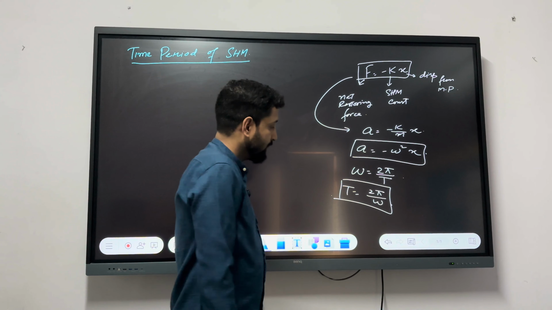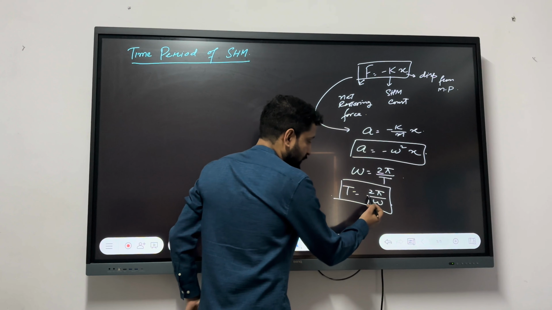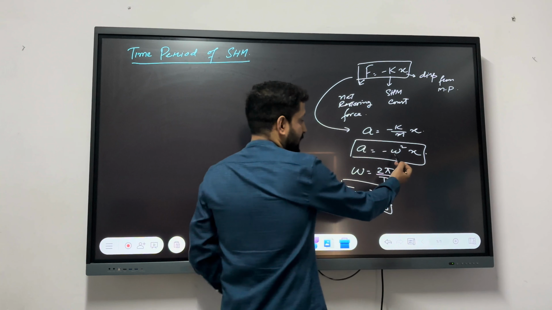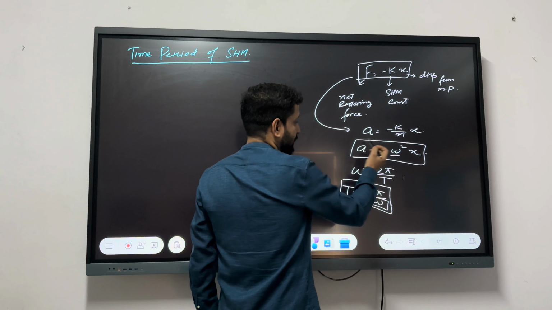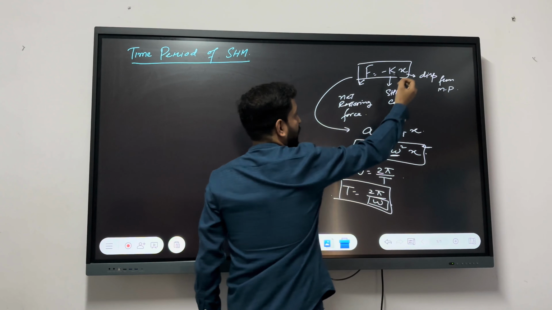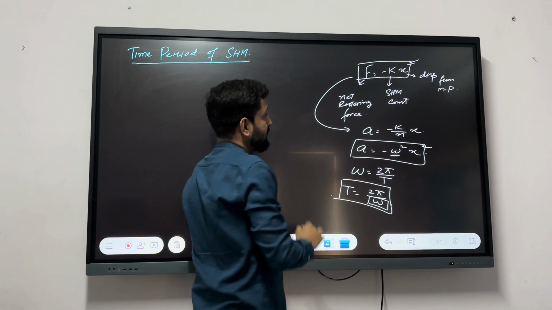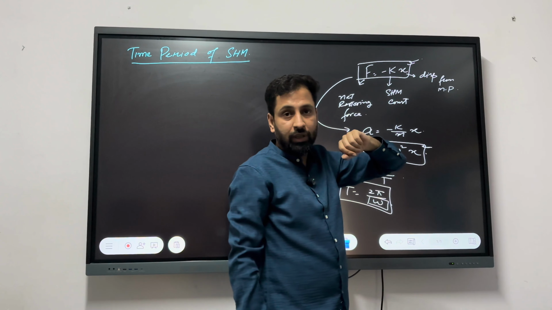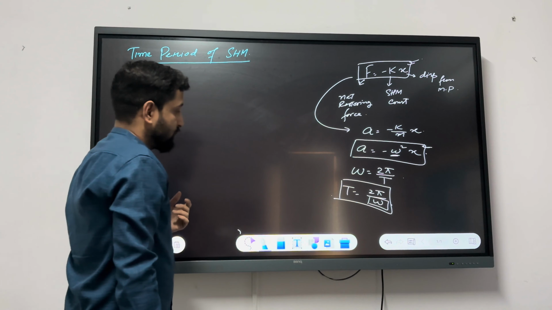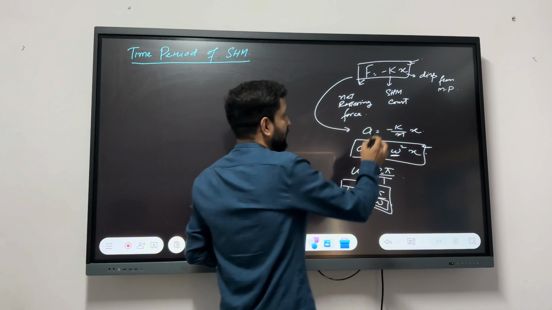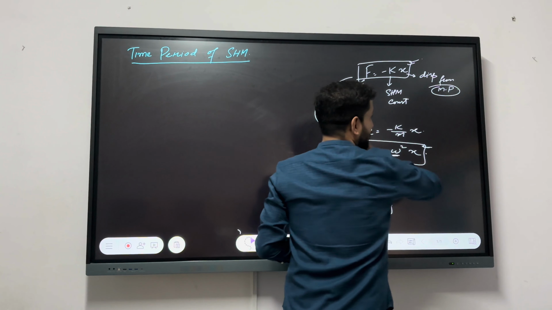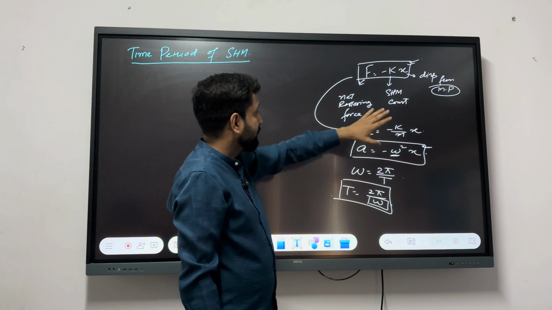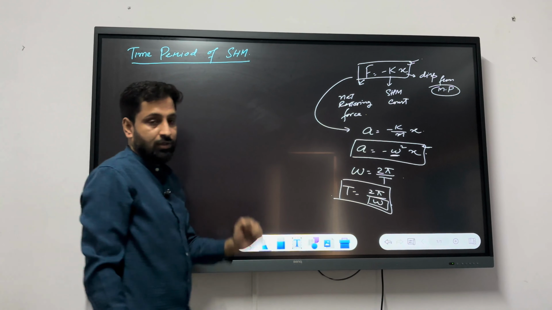For finding this T, 2 pi is constant, so we should know the omega of the body which is doing SHM. To find this omega, we need either this equation or this equation. F is the net restoring force on the body, and x is the displacement of the body from its mean position. So to find the time period, we should know the mean position. If we know the mean position, then we can find the displacement from it, and then the net restoring force.